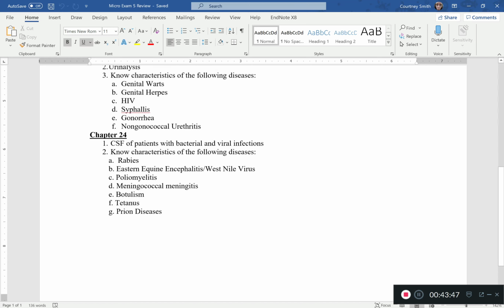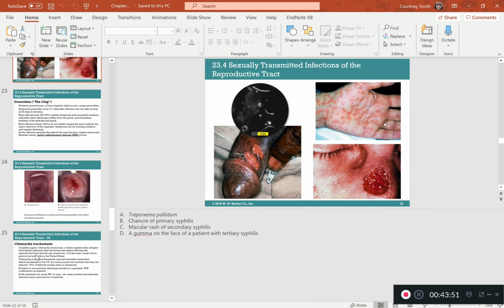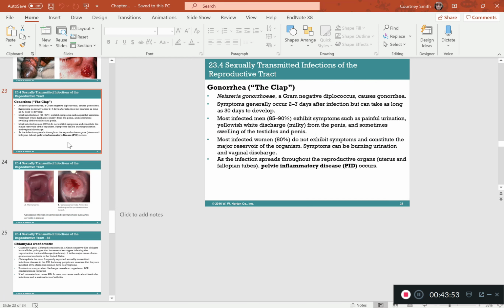Then we're going to talk about gonorrhea. Okay, so gonorrhea, also known as the clap. It is produced by N. gonorrhoeae. With gonorrhea, symptoms normally occur within a week after becoming infected, but it has been documented to take up to a month.